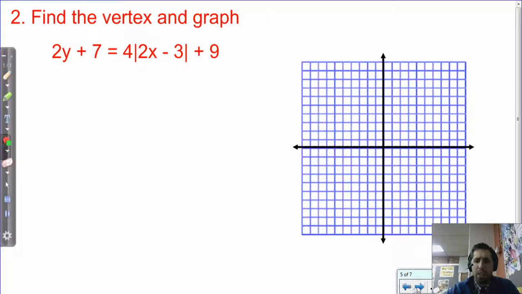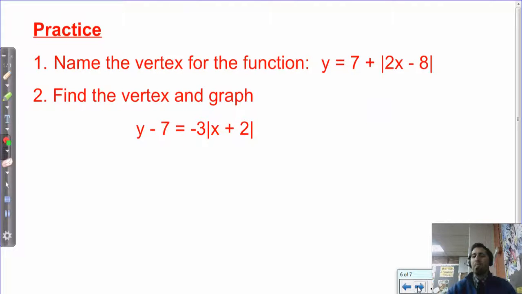I don't know if we have another one. I think we're good. Practice. This is for you. Name the vertex for the function y equals 7 plus the absolute value of 2x minus 8. Just name the vertex for that one. That should be a point. And then number 2 is find the vertex and then graph. So y minus 7 equals negative 3 times the absolute value of x plus 2.